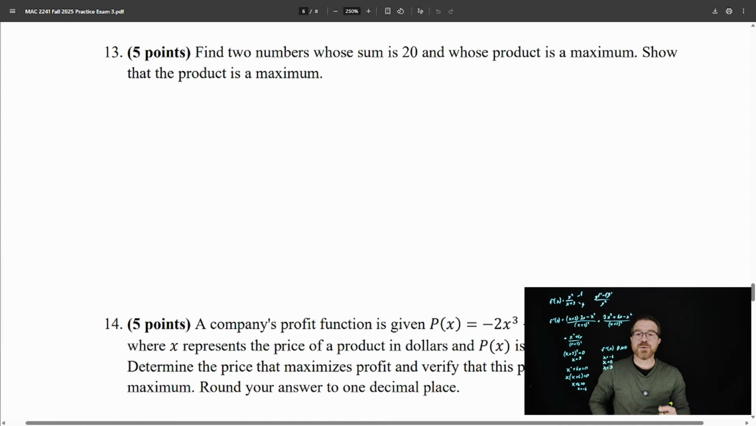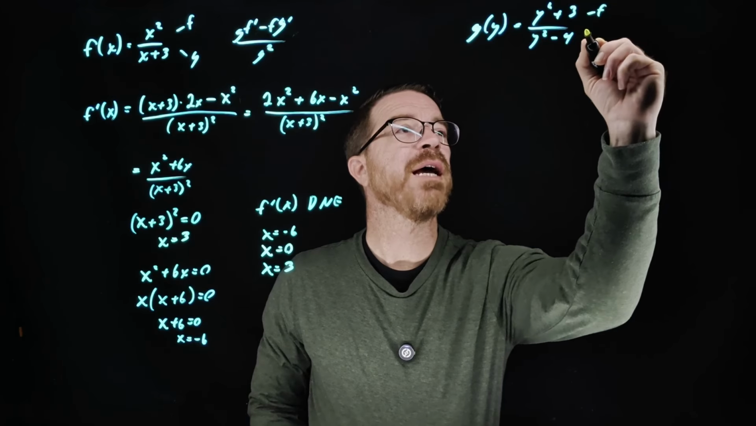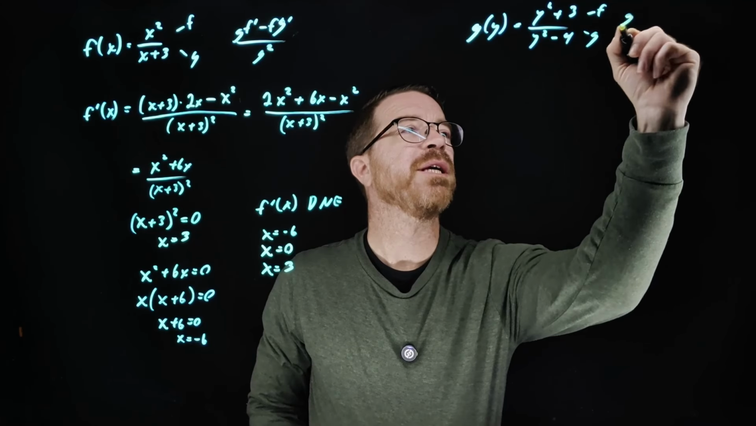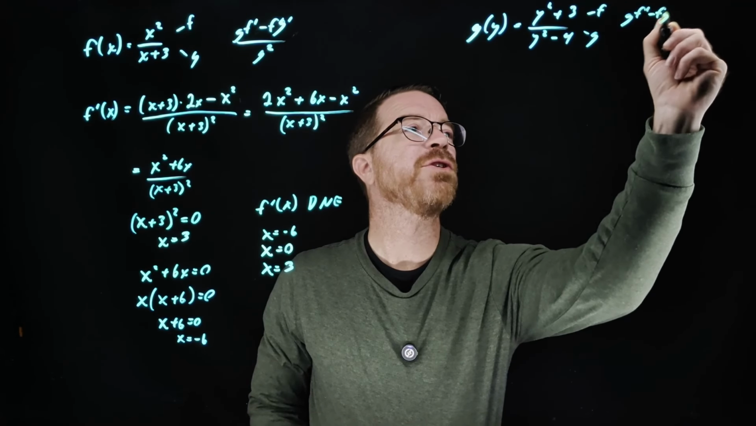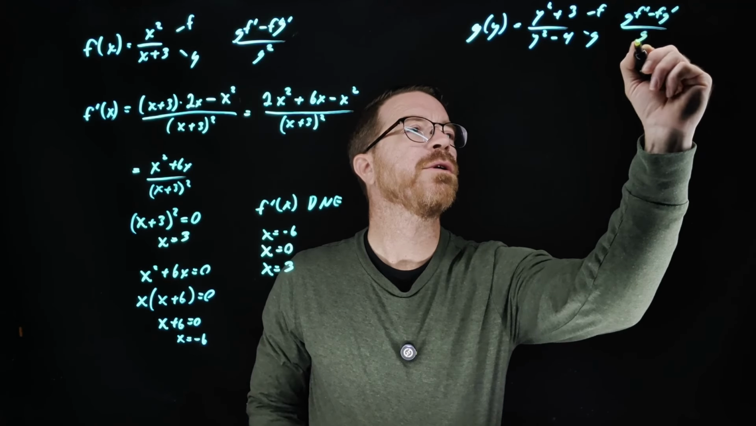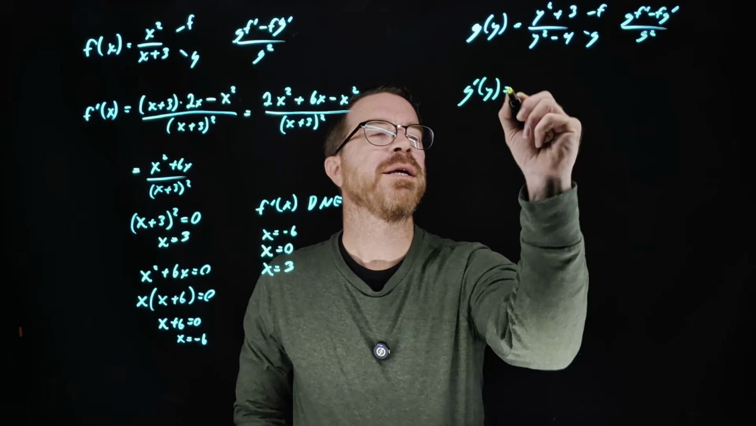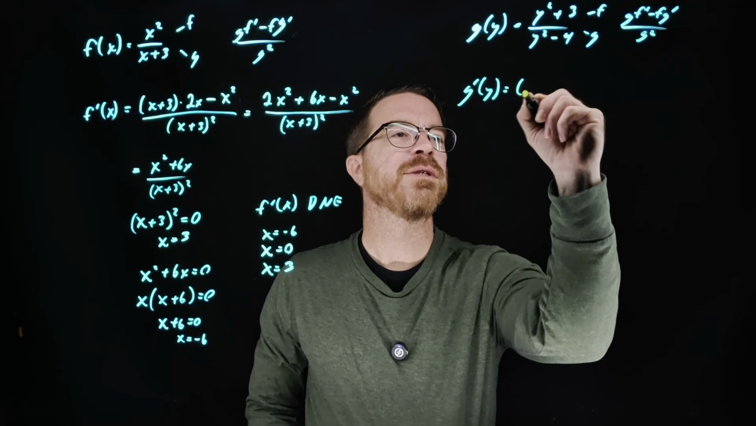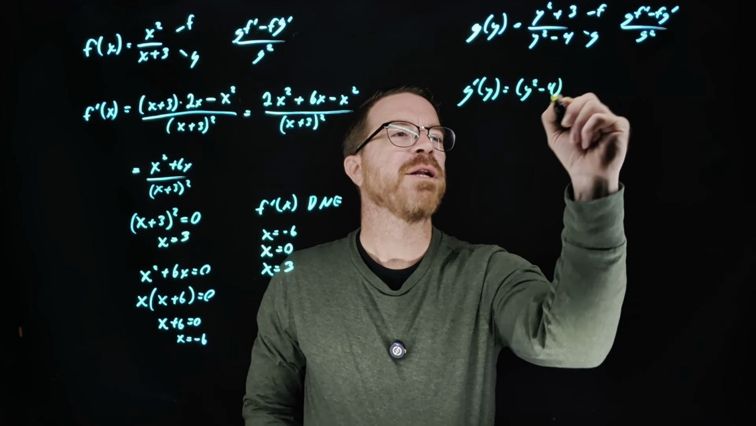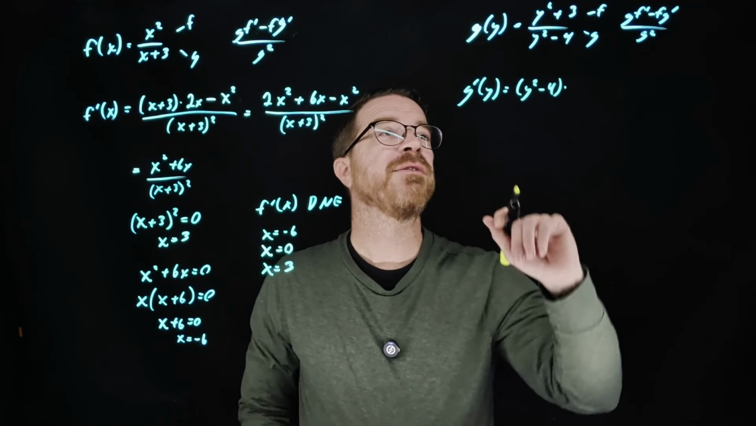For problem 7, we're going to be doing the same thing. So we're going to have our function g of y equals y squared plus 3 over y squared minus 4. Again, this is going to be using the quotient rule. So we have this is f, this is g, which is going to be g f prime minus f g prime over g squared. So our derivative, g prime of y, is going to be equal to, leave our g alone, so this is going to be y squared minus 4 times, now we're going to take the derivative of our top term.